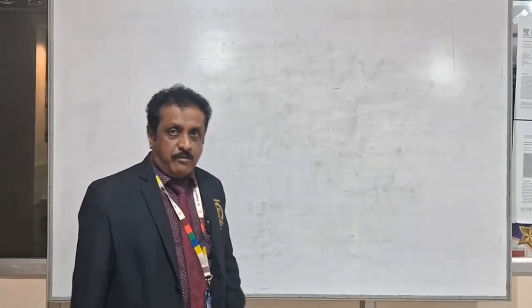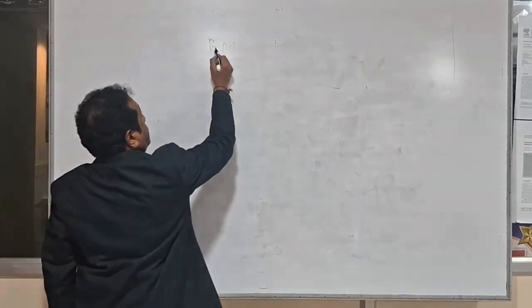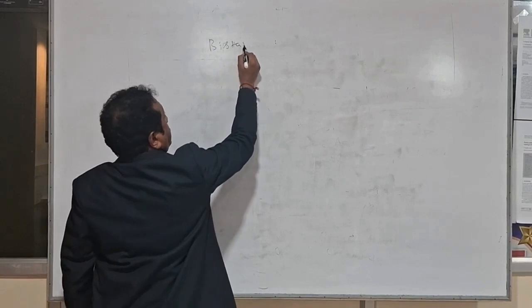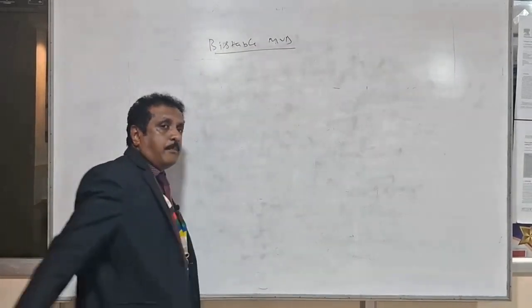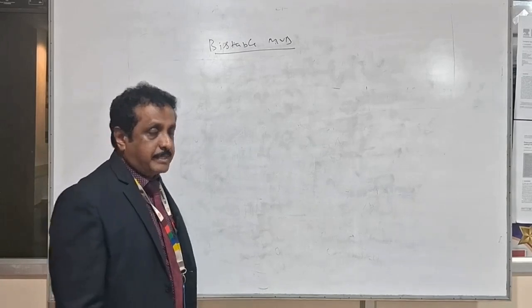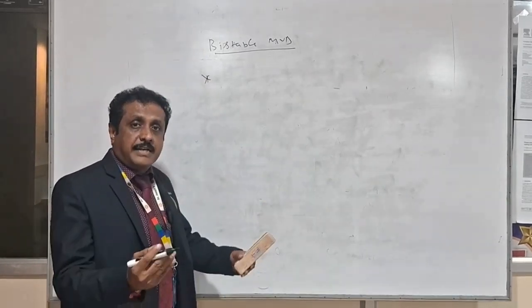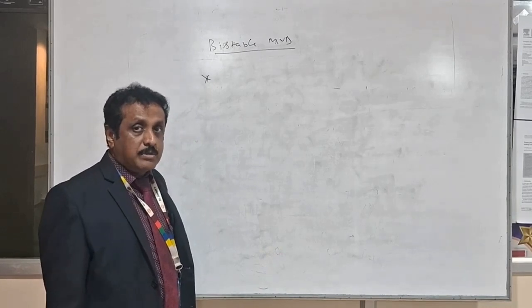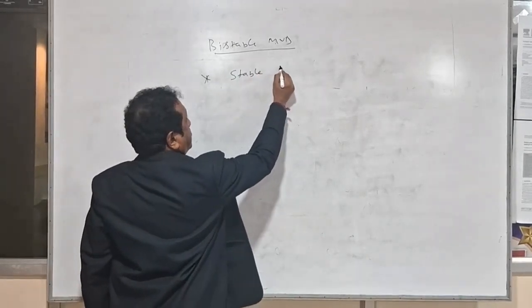Good morning, students. The last type of multivibrator is the bistable multivibrator. The important hints related to this bistable multivibrator, starting with the states: here in the bistable, both the states are stable states. It doesn't have any quasi-stable state.